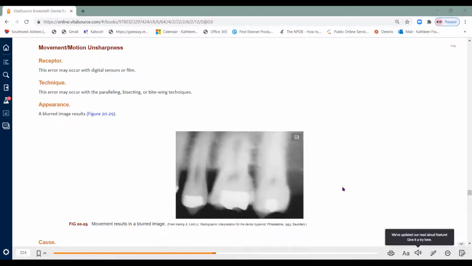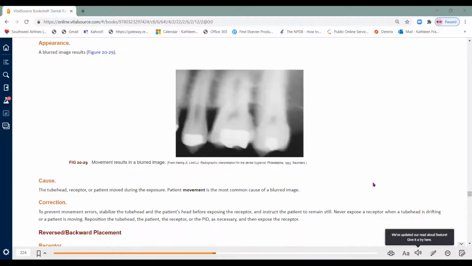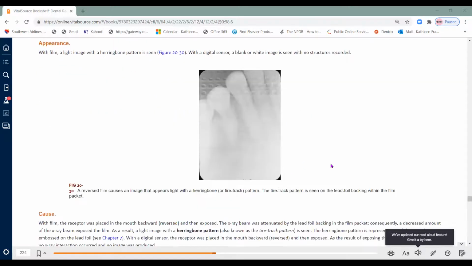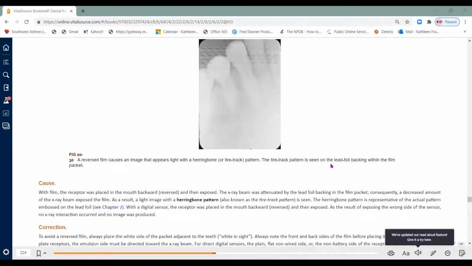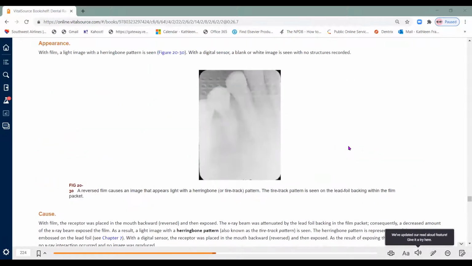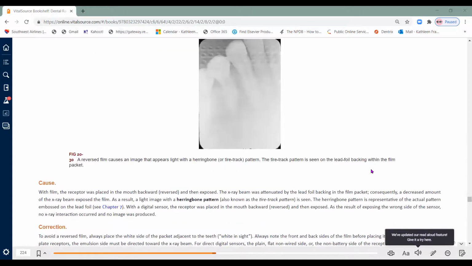So a blurred image like this is going to show if my patient sneezed, moved their head, or went to answer their phone. This is a backwards image with conventional film. You can see these little tire tracks right here. Now the film that we have, the phosphor plates, have a magnet on it in order to pull it through the scanner. Now with us, if we have it backwards in the patient's mouth, that magnet is going to show up on our radiograph. So we always want to make sure that we put it in the patient's mouth the correct way.